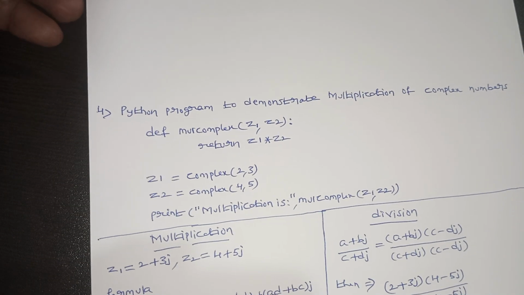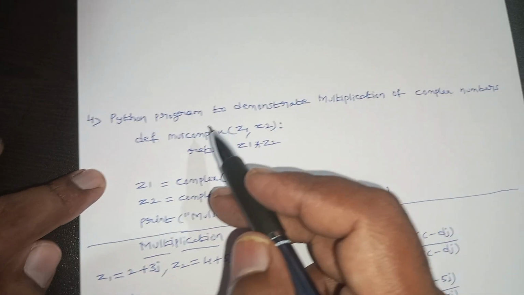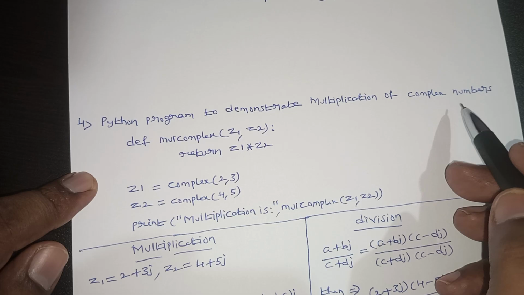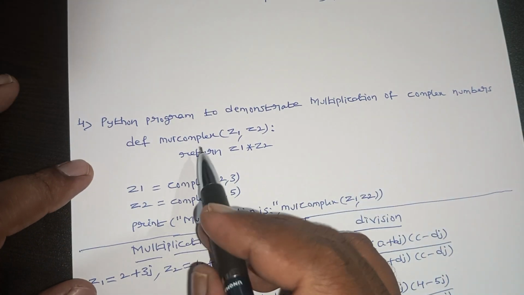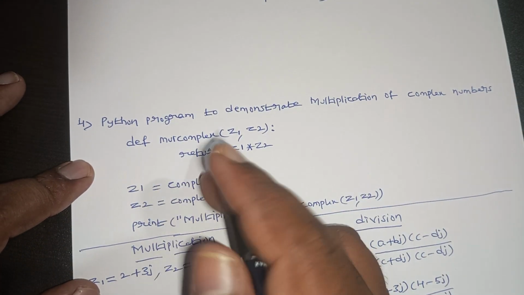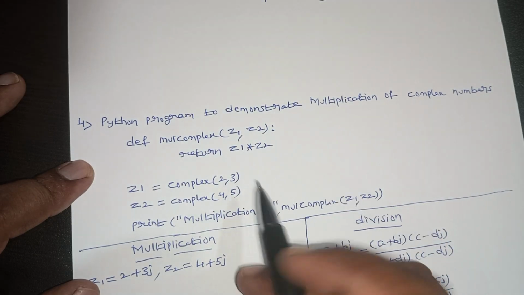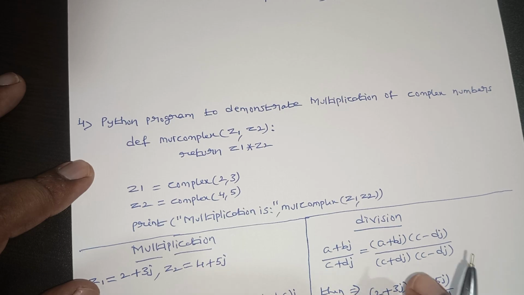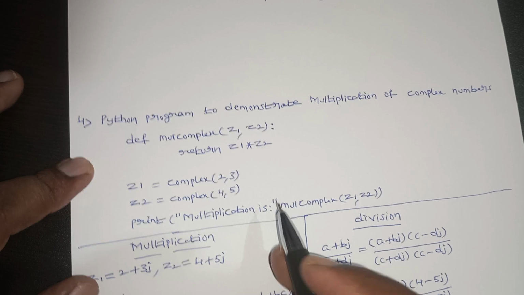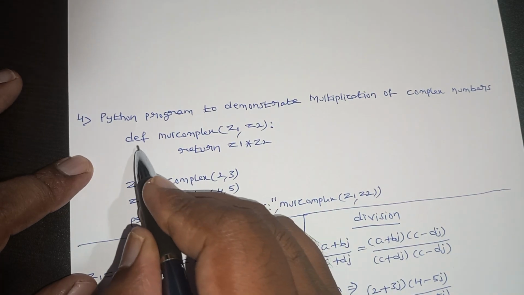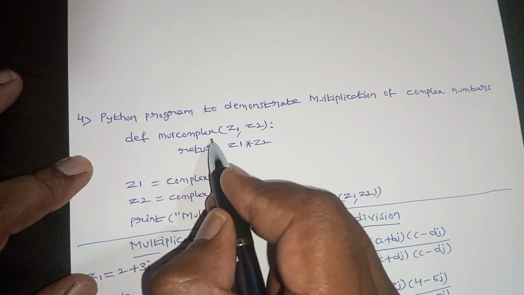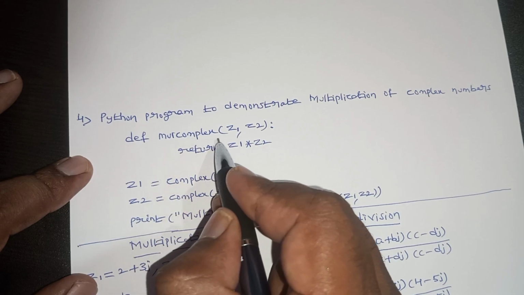Now coming to the Python program to demonstrate multiplication of complex numbers. See here, this is a small program. I am finding the multiplication of two complex numbers and then the division of two complex numbers. Now read the program. def means I am defining a function. What is the function name here? mul complex. I am multiplying the complex numbers.